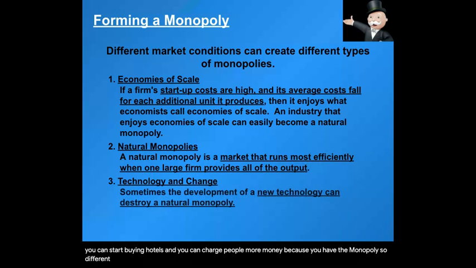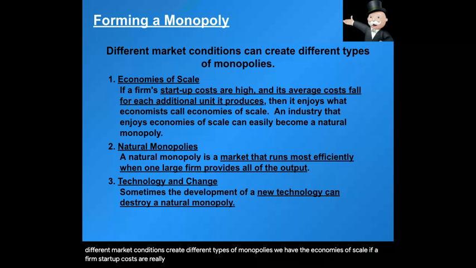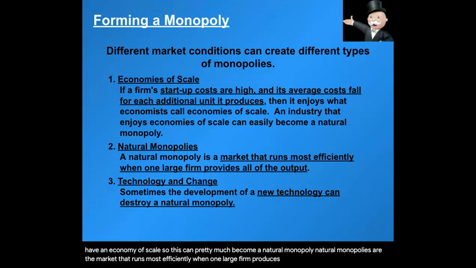The different market conditions create different types of monopolies. We have the economies of scale. If a firm's startup costs are really high and the average costs fall for each additional unit it produces, then we have an economy of scale. So this can pretty much become a natural monopoly. Natural monopolies are markets that run most efficiently when one large firm produces all of the output.